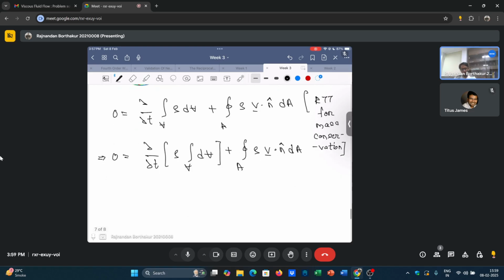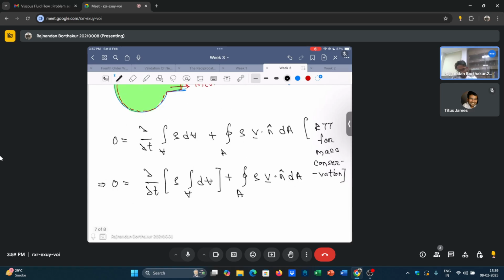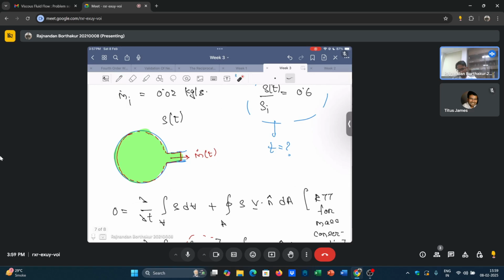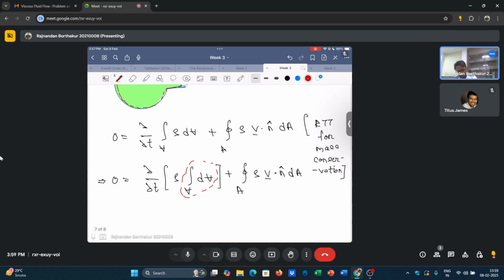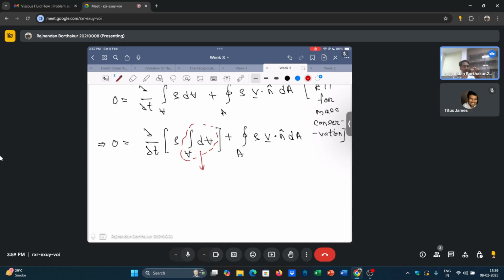All right, now take a close look at this term. This term is what? You pick any differential volume inside this tank, and you are just integrating the differential volume throughout the volume of the tank. And remember, this is a rigid tank, so the volume of the tank cannot be a function of time. Which means this integral of the differential volume over the entire volume is nothing but your V tank, that is the volume of the tank.